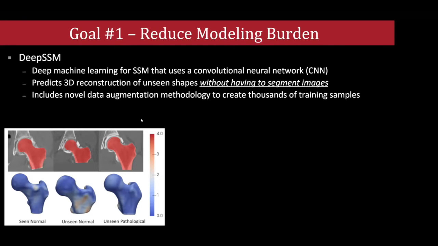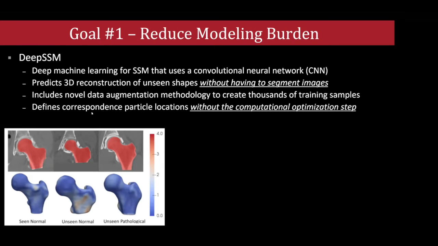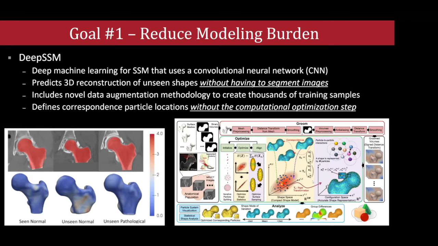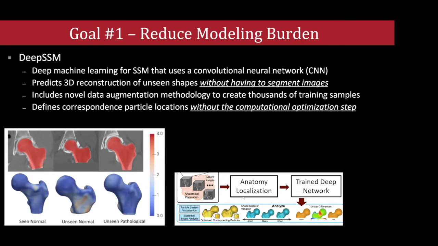But wait, there's more. What's awesome is that this deep learning model also predicts the location of the correspondence particles, which are all those little dots on the reconstruction I showed you, without the computational optimization step. So what does this mean? It means that we go from this very convoluted process and truncate it down to something like this, where you've got your CT data. The human would go in and essentially localize the anatomy. What that means is you're just saying, up is here, down is here, front is here, back is here.